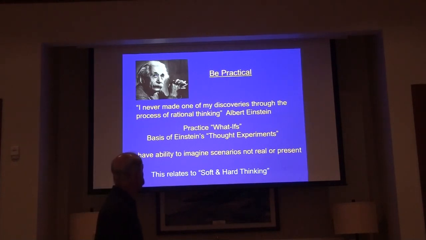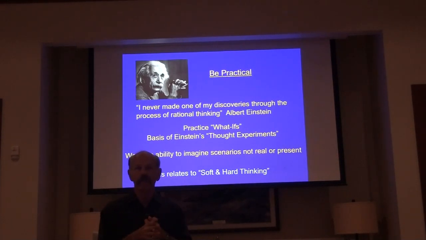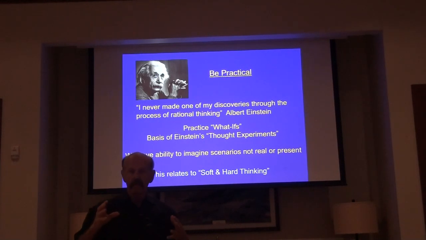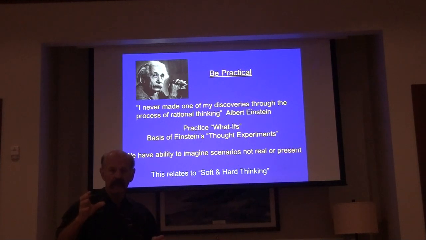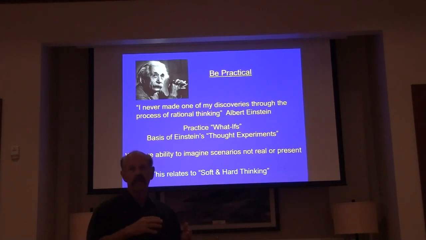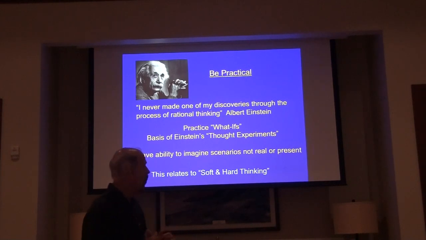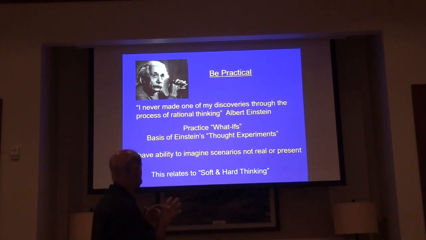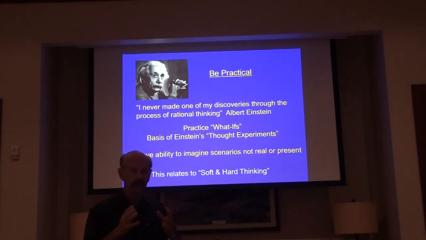Albert Einstein is known to say, I've never made one of my discoveries through the process of rational thinking. And he practiced these what-if experiments, these thought experiments. As early as 16 years old, he was thinking about running along with a beam of light, chasing a beam of light. But he realized if he caught the beam of light, it would be frozen in time, and then there would be no light. So he then said, well, something else must change. It had to be time. So the time-space phenomenon. As early as 16 years old, he was having these thought experiments, and we have the ability to imagine these different types of scenarios, whether they're real or not. Einstein's a great example of that, and we can do this as well.